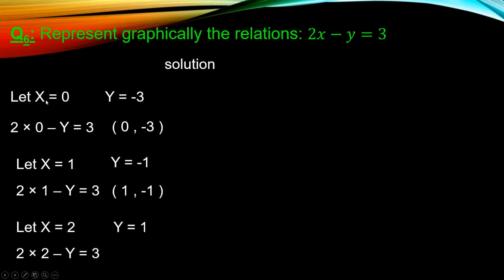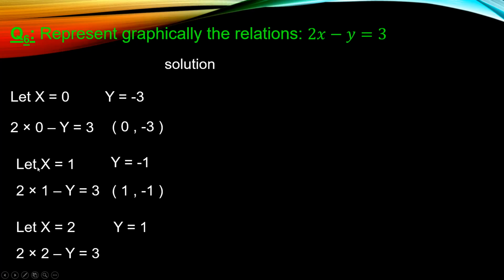Again, let the value of x equal 0 by substituting in the relation, so it will be 2 times 0 minus y equals 3, so it will be 0 minus y equals 3. I need the positive value, so I will multiply the two sides by negative 1. So negative y will be y and this will be negative 3. So this ordered pair will be 0 and negative 3.